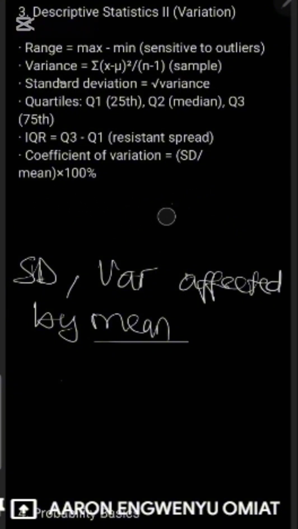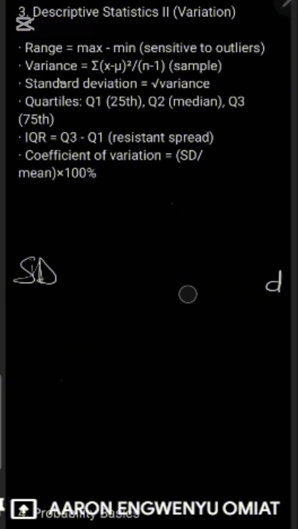Let's go ahead and look at the quartiles. So for quartiles, we have the first quartile Q1, which is the 25th percentile. We have the second quartile Q2, which is the median. We have the third quartile Q3, which is the 75th percentile.